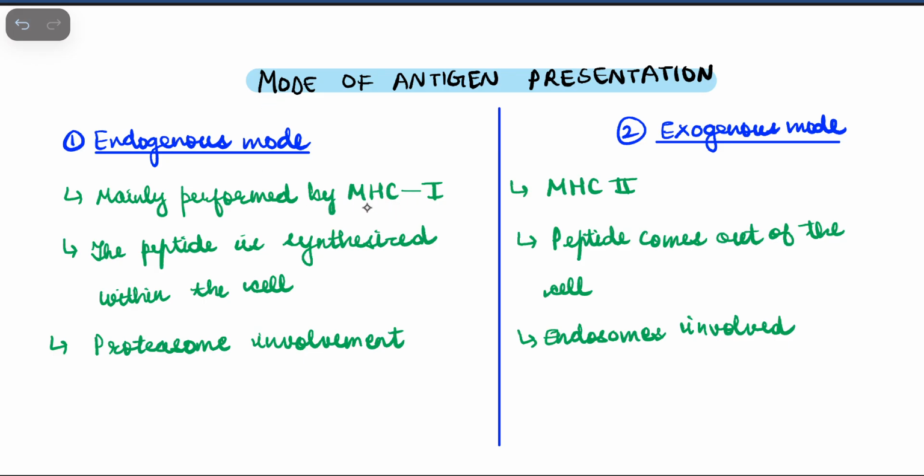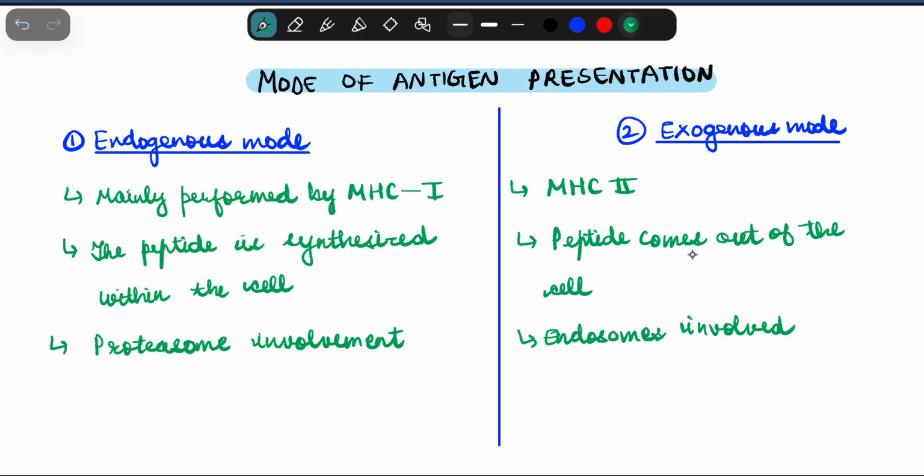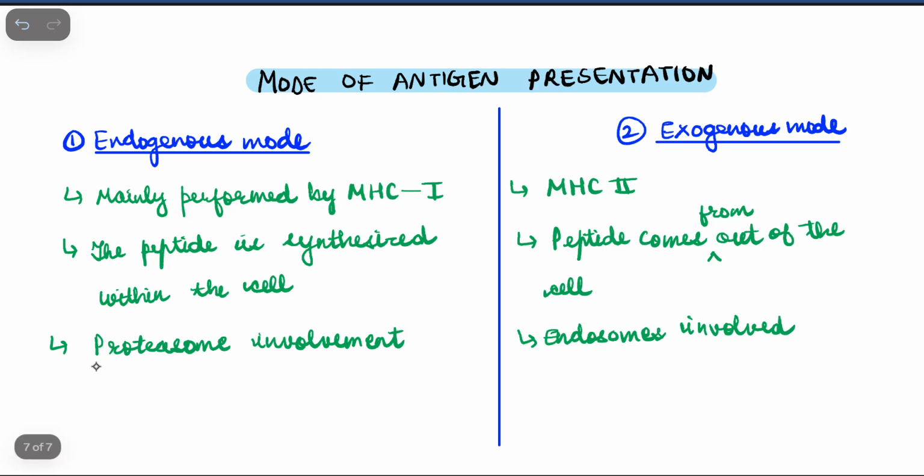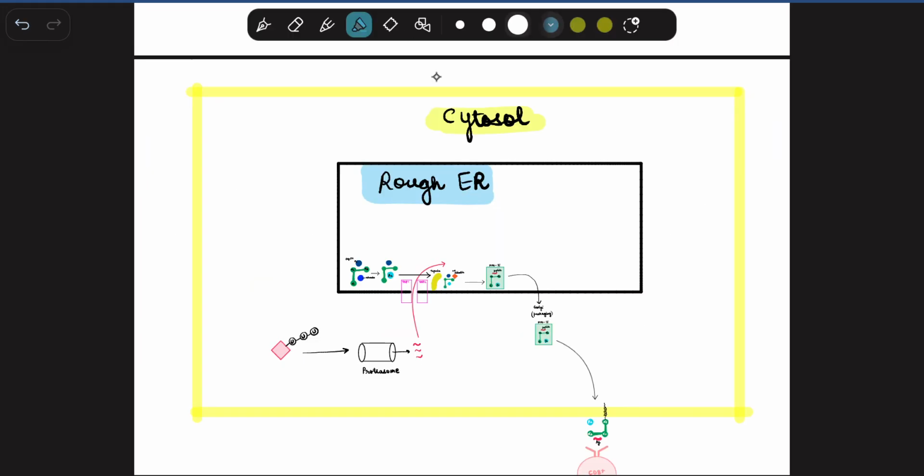So the endogenous mode is mainly performed by the MHC class I, while the exogenous mode is performed by the MHC class II. The peptide in the endogenous mode is synthesized within the cell, while in the exogenous mode the peptide comes from outside the cell. In the endogenous mode, the proteasomes are involved, but in the exogenous mode, the endosomes are involved. We will also discuss these two organelles once we start learning about the pathway.